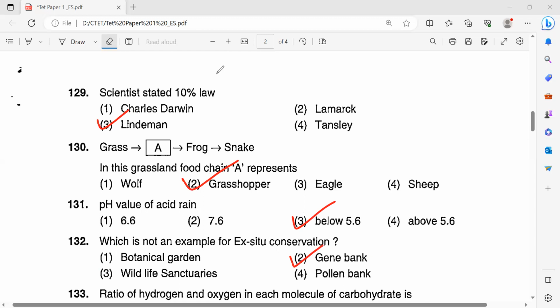So today we discussed 10 questions from the model paper of environmental studies.